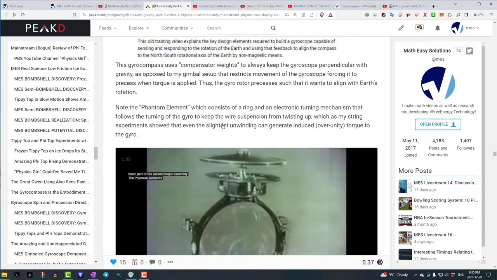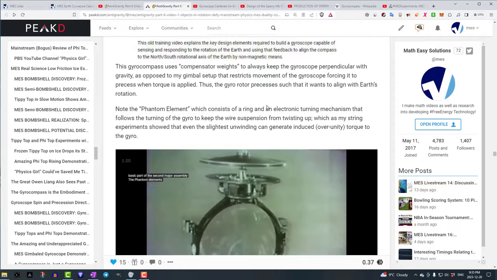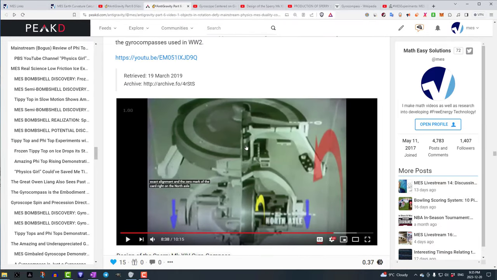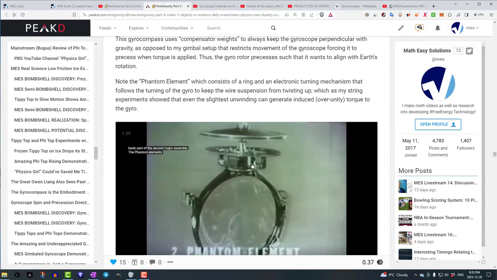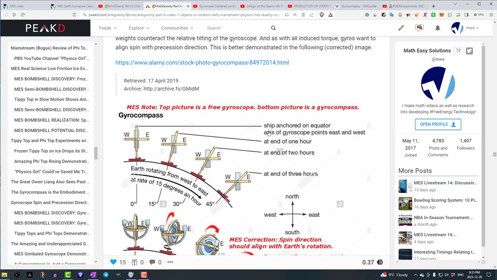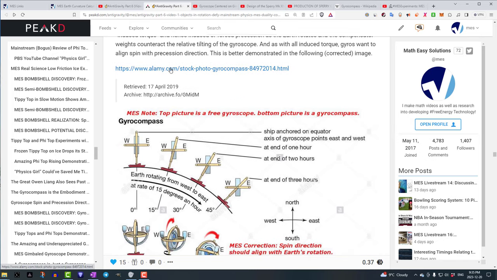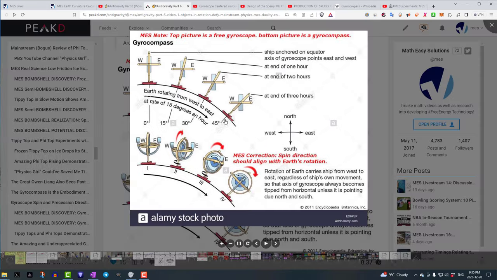It also has a phantom element right here because it needs to be super precise, where you can't have the string go into any knots. So then you'll have an actual separate apparatus that follows the string. We'll play that soon. But again, here's the gyrocompass right here. So here's an illustration from this website, but I have to correct it because I noticed it made some errors right here. I'm going to zoom in.